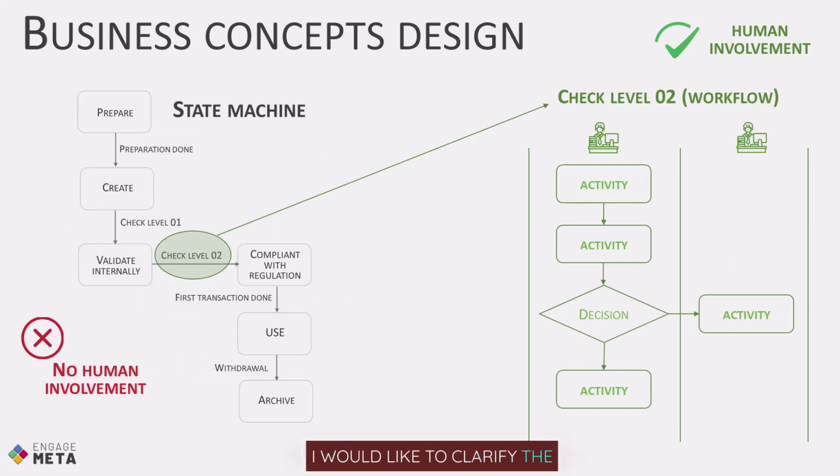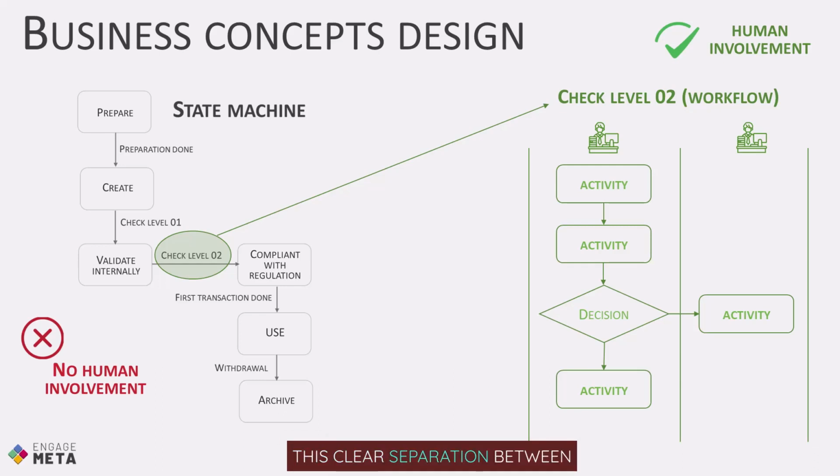I would like to clarify the distinction between the state machine and the workflow. As illustrated in this slide, a transition between two state values occurs through an operation, such as check level 2 in this example. This operation may encompass the execution of a workflow within the organization involving different actors, as seen here. The crucial point to grasp is that the state machine remains entirely unaffected by organizational changes. Even if the organization undergoes a complete overhaul of the workflow for executing the check level 2 operation, it will have no impact on the state machine.